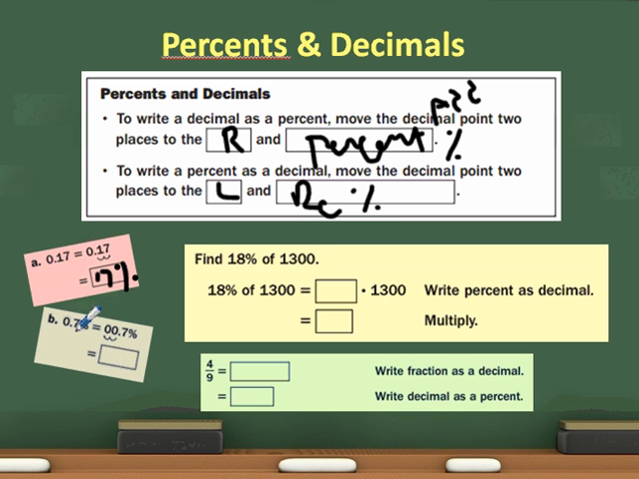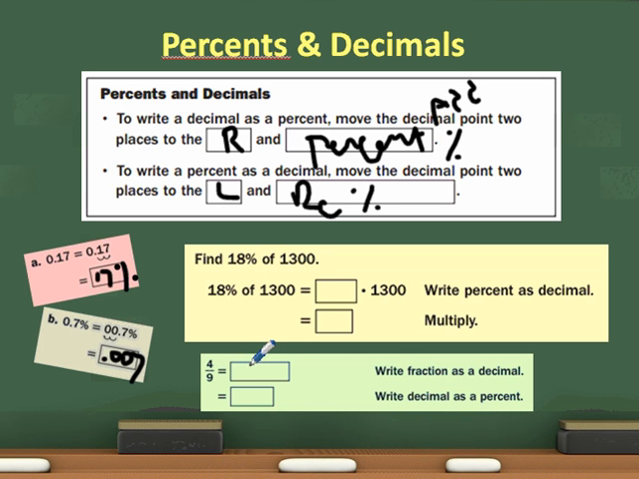So I have 7/10 of a percent. I need to move my decimal 2 places: 1, 2. So I'm moving my decimal, and I'm going to write 0, 0, 7. So as a decimal, it's written as 7/1000ths. So to write a fraction as a decimal, and then write a decimal as a percent.